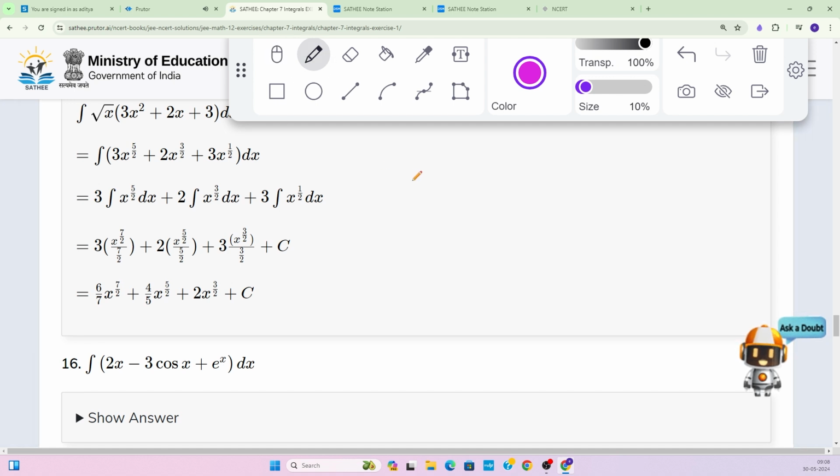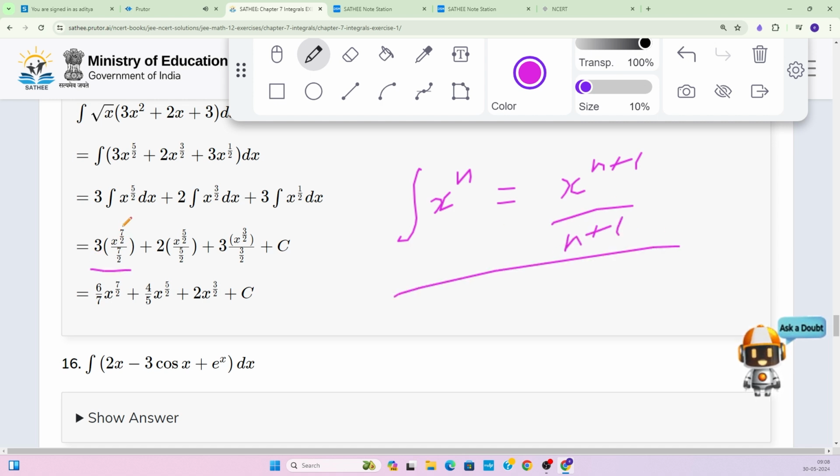Now using integration of x power n is equal to x power n plus 1 by n plus 1, you will have 3 multiply x power 7 by 2 divided by 7 by 2 plus 2 multiply x power 5 by 2 divided by 5 by 2 plus 3 multiply x power 3 by 2 divided by 3 by 2 plus some constant. Now rearrange these terms, the denominator terms. You will get this as your final answer. Okay, clear? Okay, let us move next.